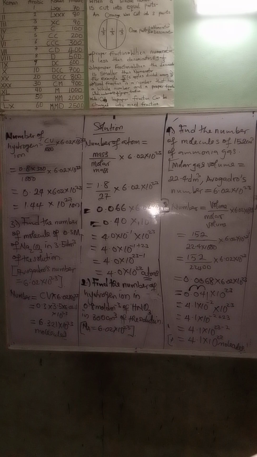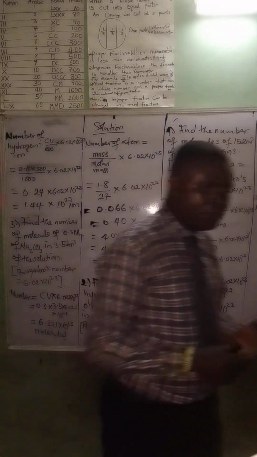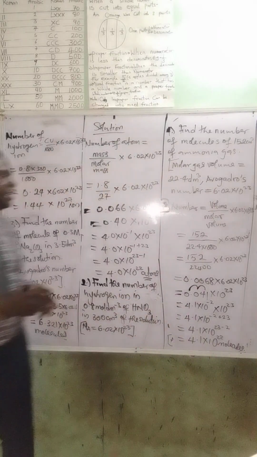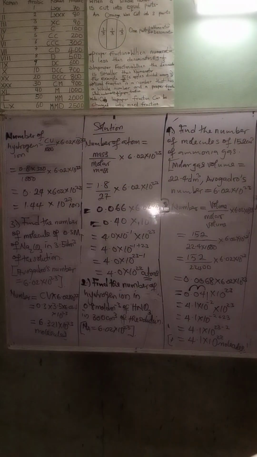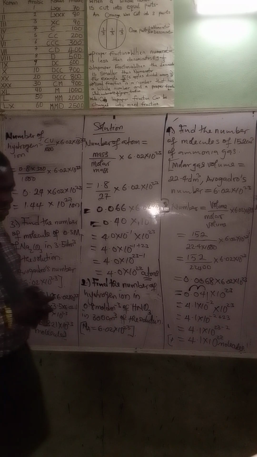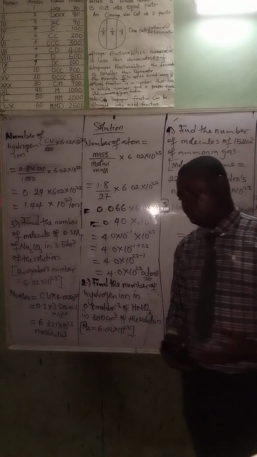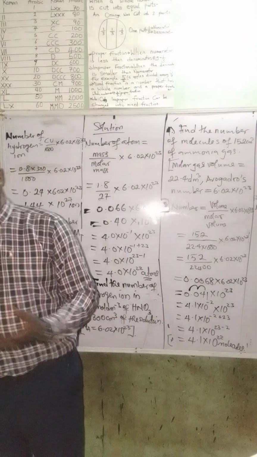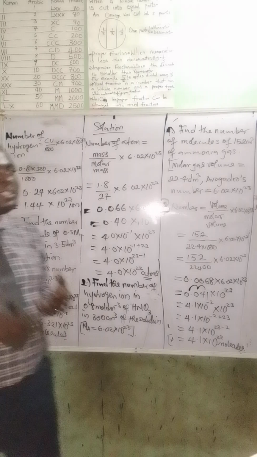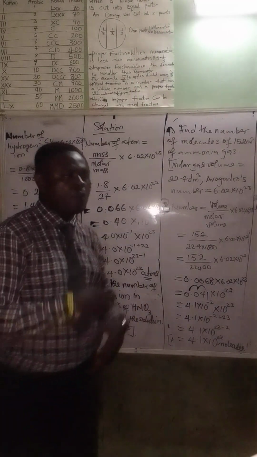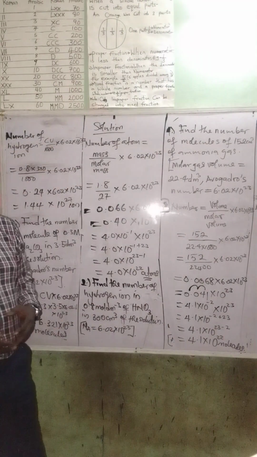So that is all we need to know about number of ions, number of molecules, and so on and so forth. So we are drawing the curtain in this place. Watch out for the next video where we are going to be talking about concentration of the solution and preparation of standard solution, and where we'll be talking about primary standard and secondary standard, and the dilution formula. In the next class we will do that.